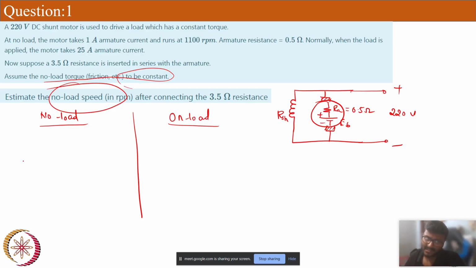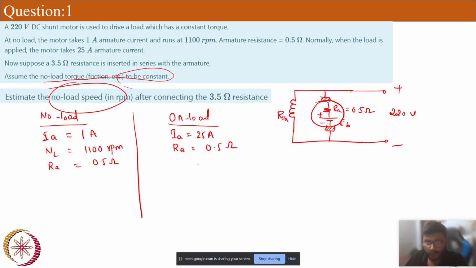So let's put the data here, what information is given to us. The armature current in no load condition is 1 amp, and the no load speed is also given, that is 1100 RPM, and armature resistance is equal to 0.5 ohm. Coming to the on load condition, my armature current is 25 amps and armature resistance is the same, 0.5 ohm.